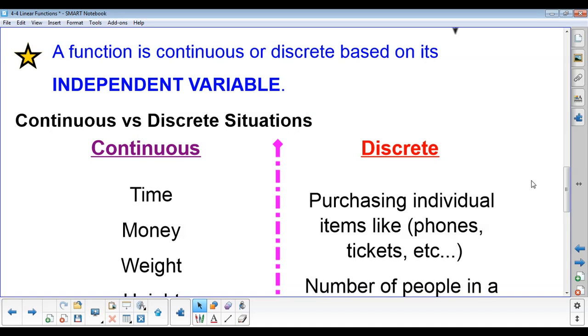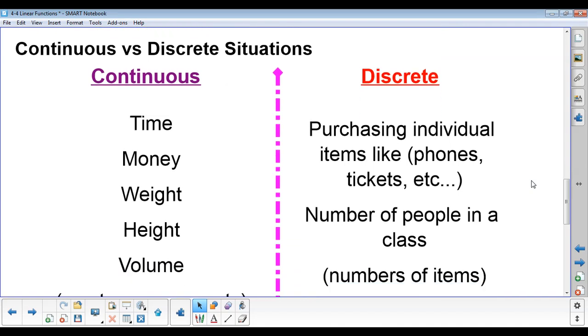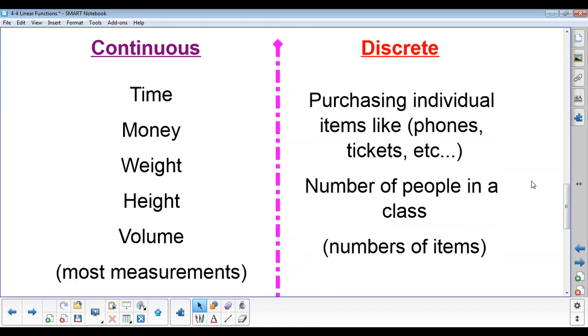Now, for the most part, our discrete situations happen when we're talking about word problems. And here are some different types of situations that might be considered continuous versus discrete. Continuous things are things like time. Time is constant. It's constantly going by. And you can have fractions and decimals when it comes to time. For instance, I can do half a minute. I can do part of a second. It's continuous. Money is another thing where fractions and decimals are okay.